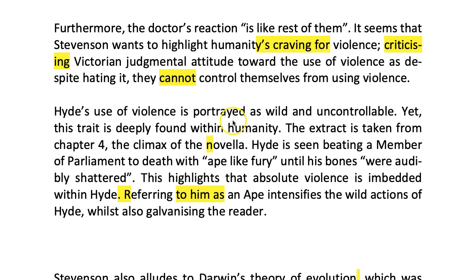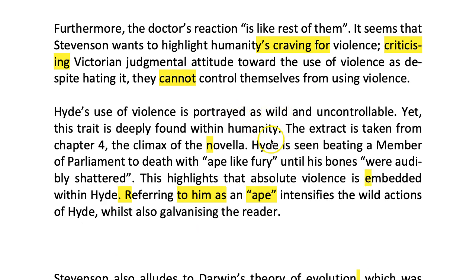Hyde's use of violence is portrayed as wild and uncontrollable, yet this trait is deeply found within humanity. The extract is taken from chapter 4, the climax of the novella. Hyde is seen beating a member of Parliament to death with ape-like fury until his bones were audibly shattered. This highlights that absolute violence is embedded within Hyde. Referring to him as an ape intensifies the wild actions of Hyde while also galvanizing the reader.